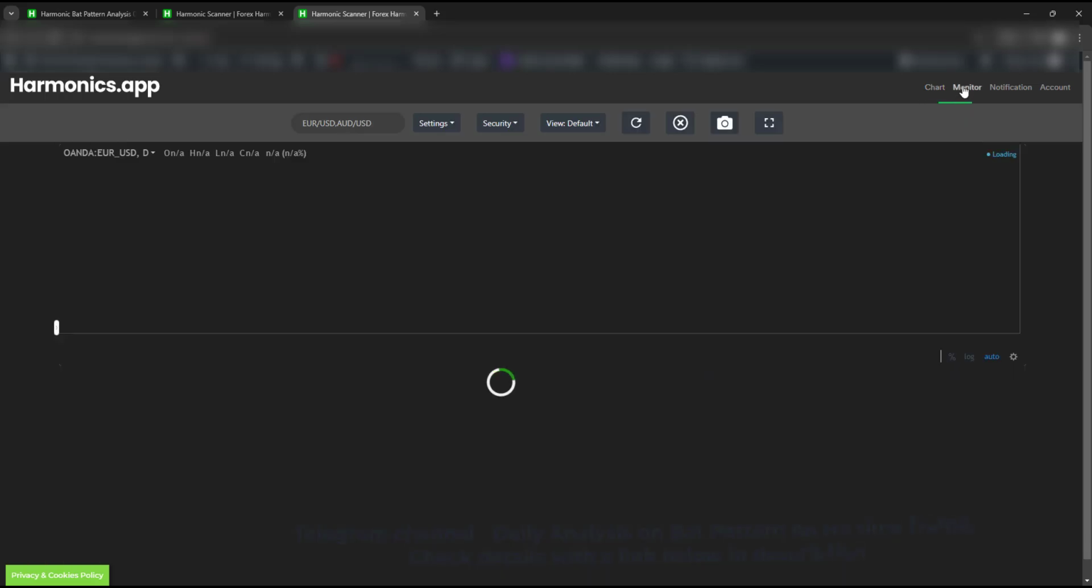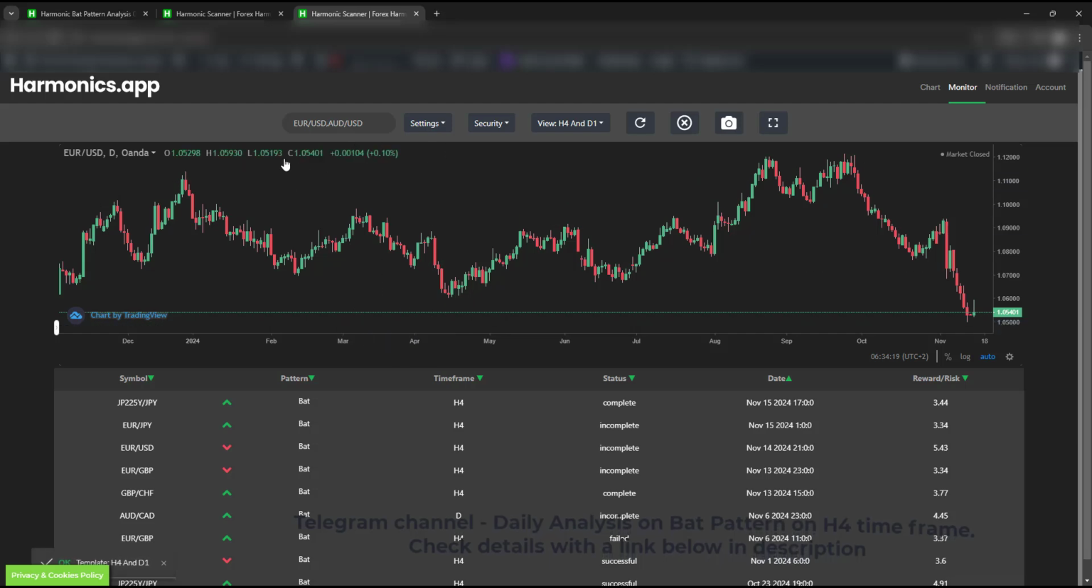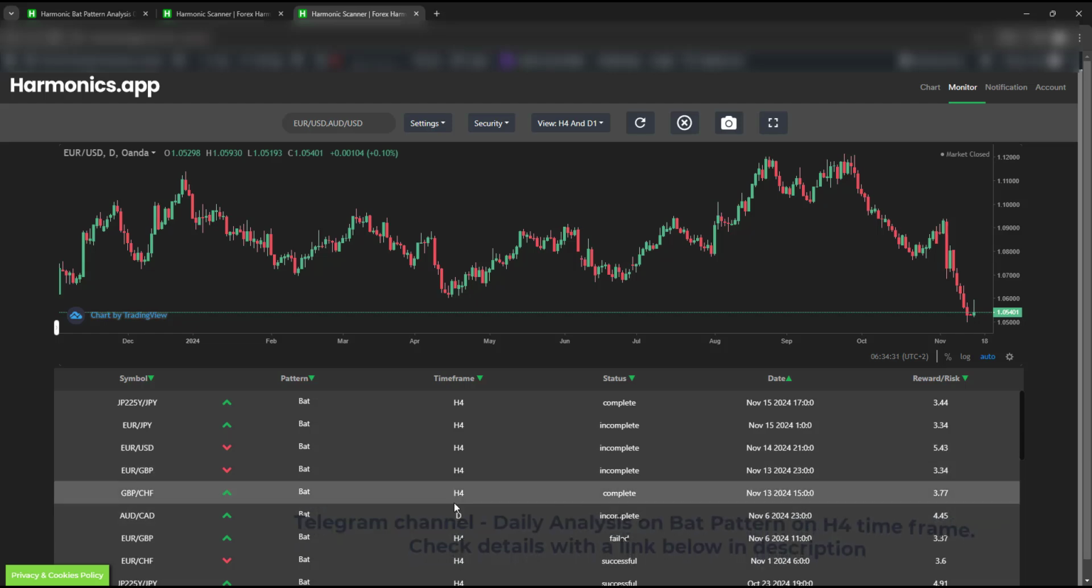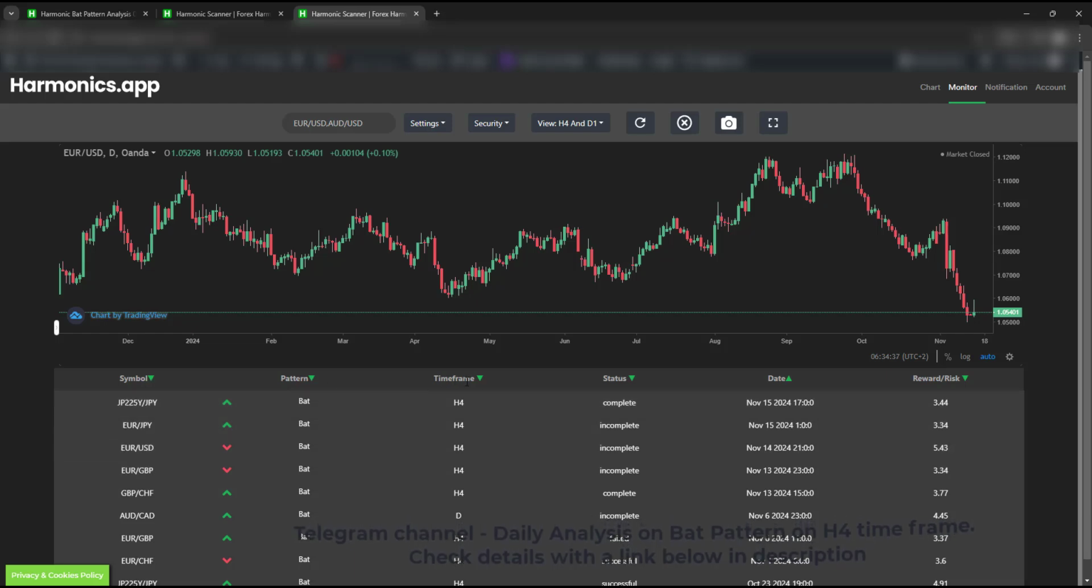On the monitor tab, we have information about the chart above us, where we have a chart with the simple EURUSD on the daily time frame. Below that, we have a table with more information which is defined by the settings. These settings, for example, symbol, pattern, time frame, reward to risk or the date, are set here inside the settings and the security.